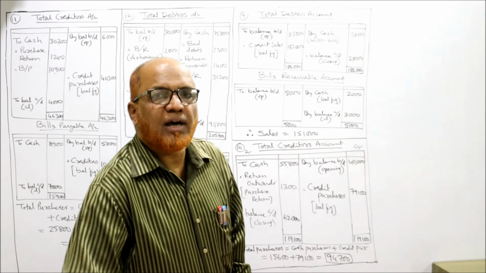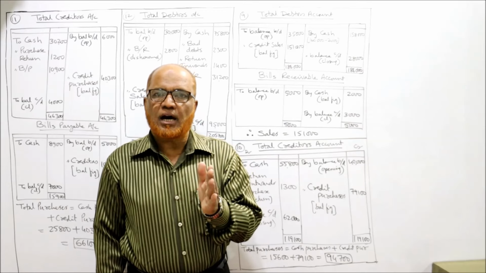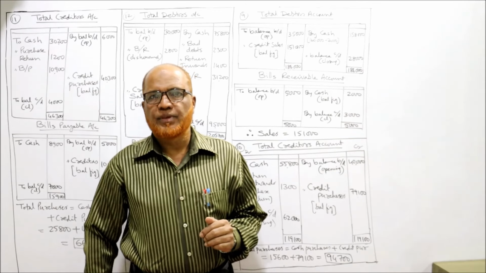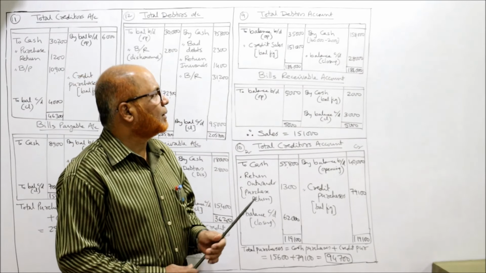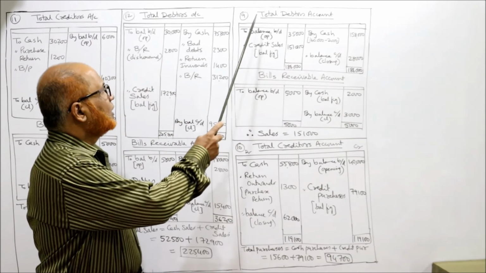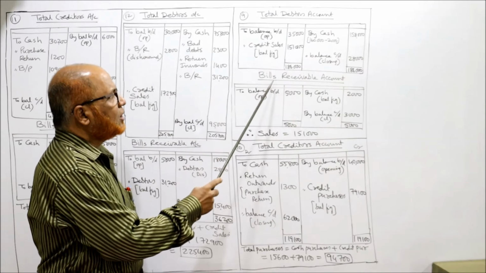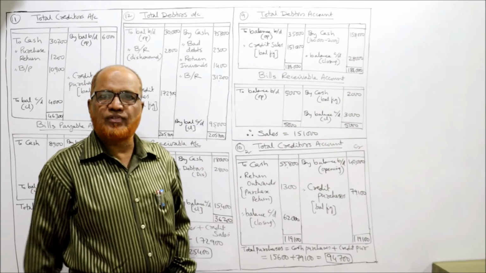So in this problem we are given the information regarding debtors and bills receivable. So we need to open two accounts. One account for debtors, the other account for bills receivable. Now see here, total debtors account and bills receivable account. These two accounts we have opened.